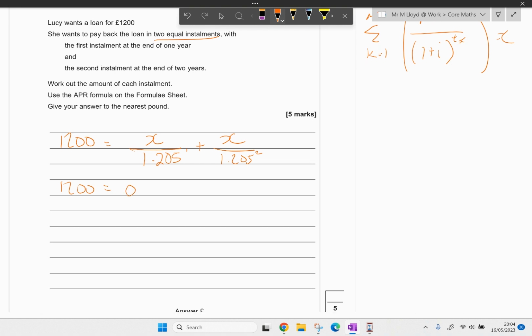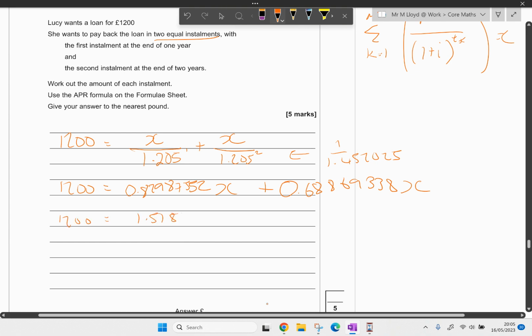which gives me 0.8298752x, and then the other one, 1.205 times by 1.205, that's the squared bit, so that becomes 1 over 1.452025. Put that into the calculator, 1 divided by 1.452025, and that is now 0.6886938x. Right, add these two together. So that plus 0.8298752 gives me 1200 equals 1.5185689x.